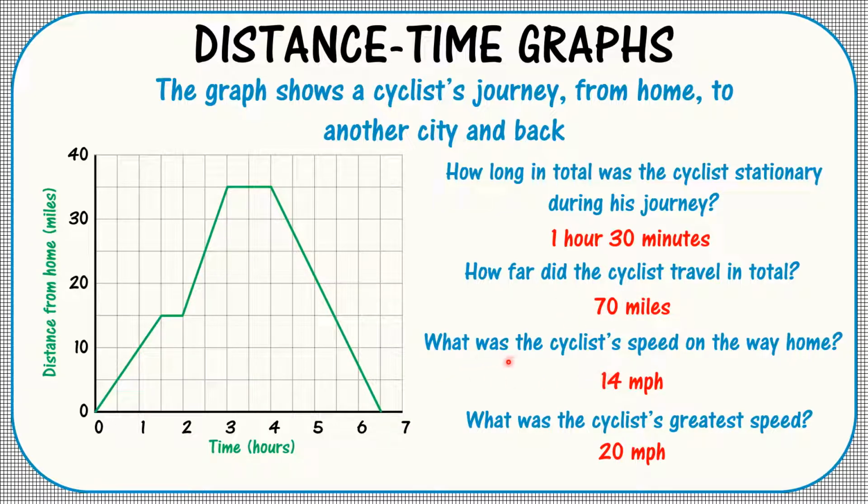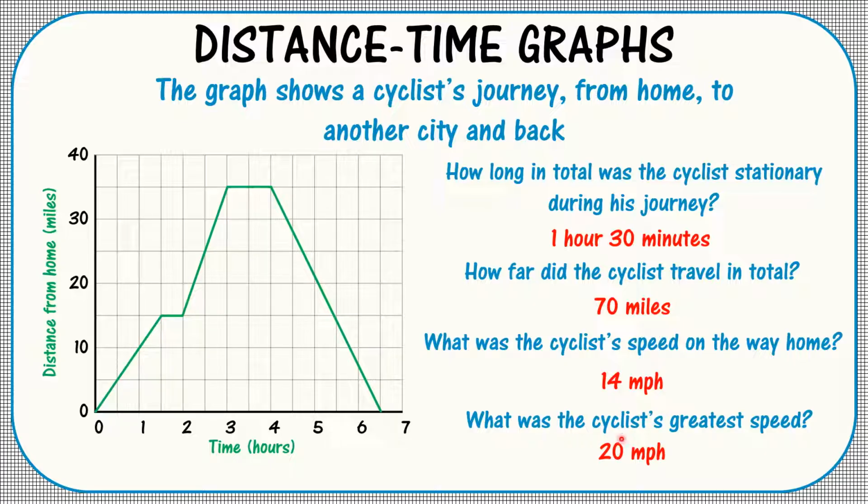What was the cyclist's speed on the way home? What you should know is that speed is equal to distance divided by time. The distance on the way home was 35. The time was 2.5 hours. Therefore, the cyclist's speed on the way home was 14 miles per hour.